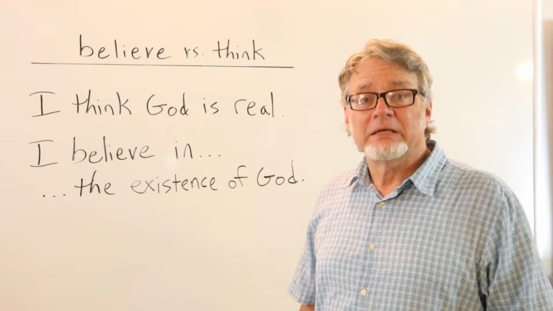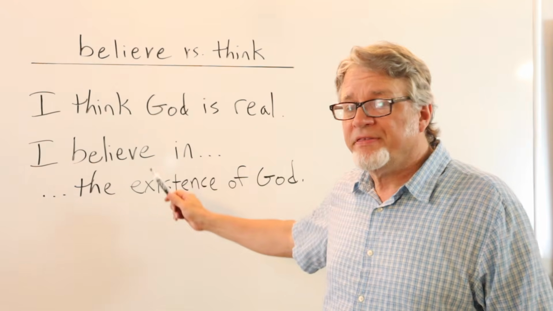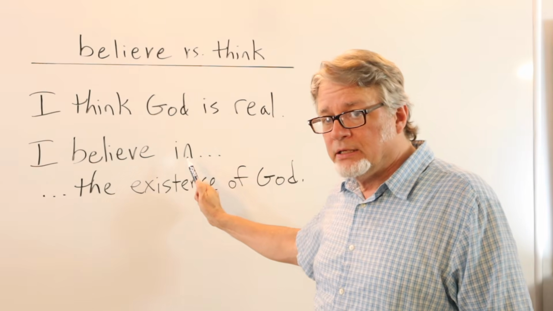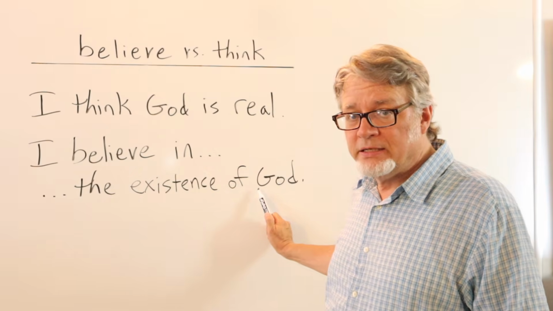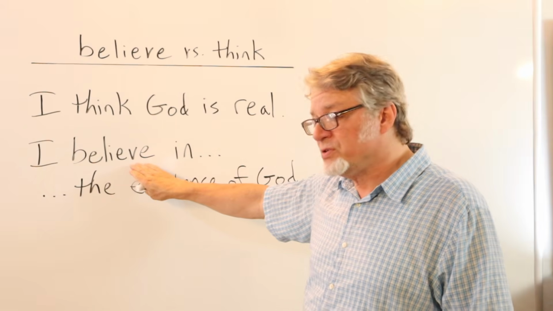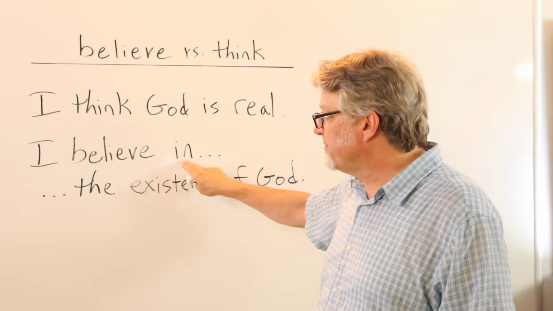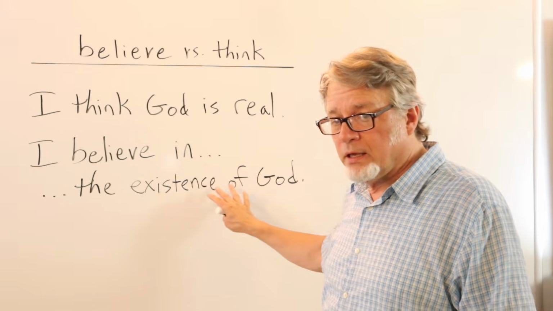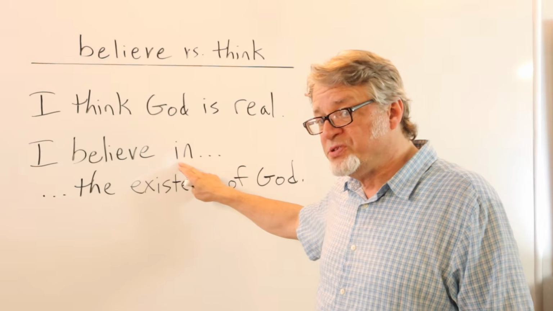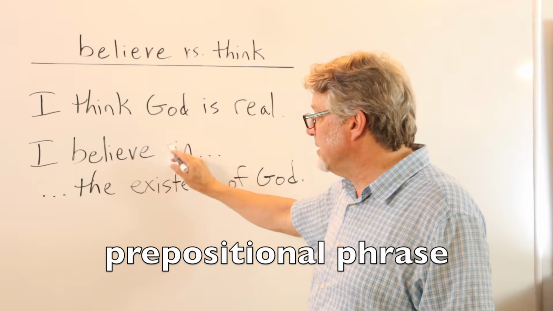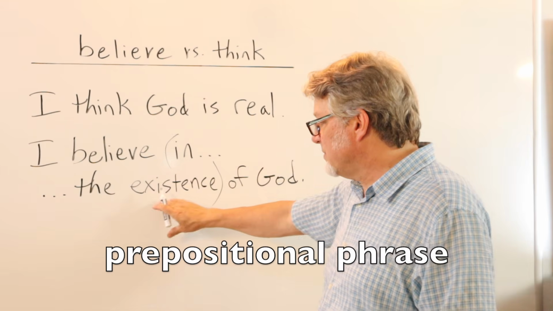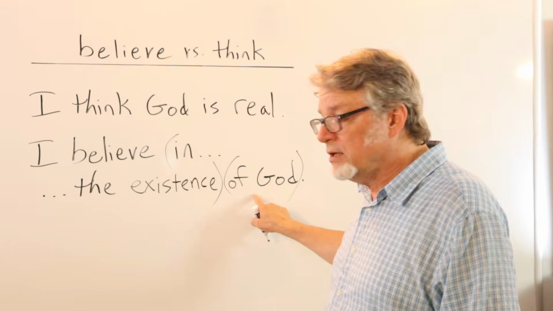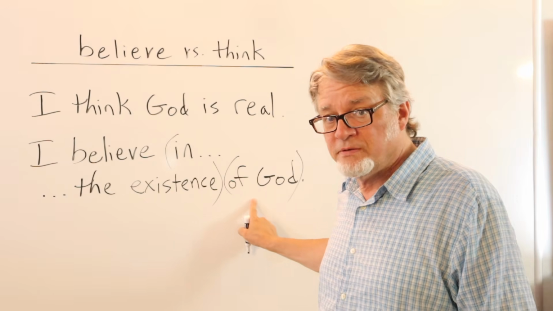For people who are deeply religious, I think God is real, or I believe in the existence of God. When a person has a strong belief, you'll often hear this preposition followed by the thing. This is a prepositional phrase. I believe in the existence. This is the first prepositional phrase. And then of God is the second prepositional phrase.